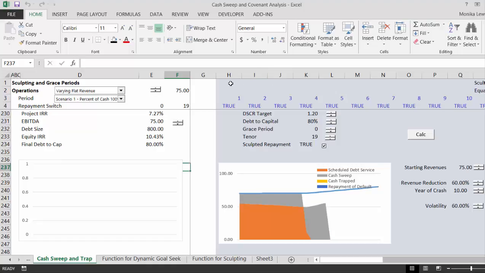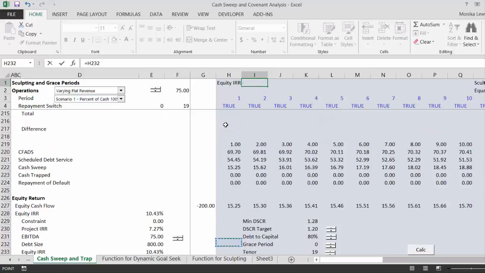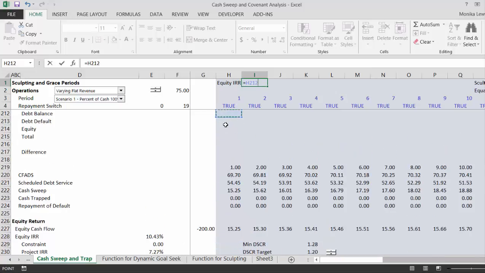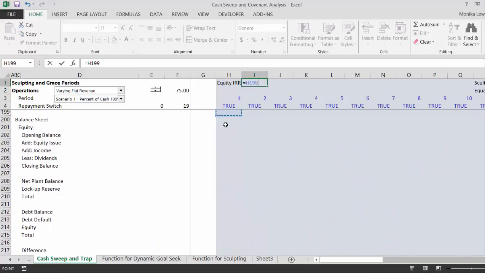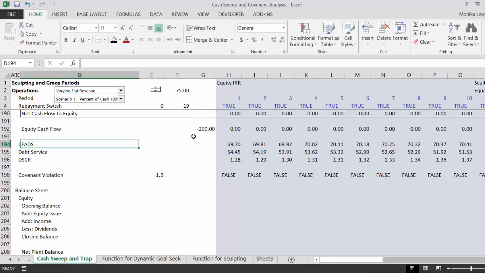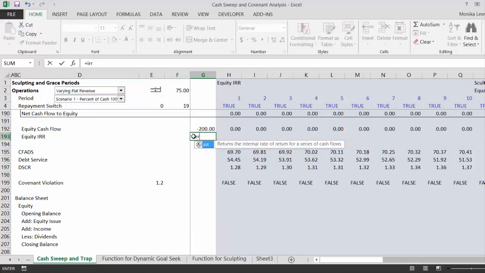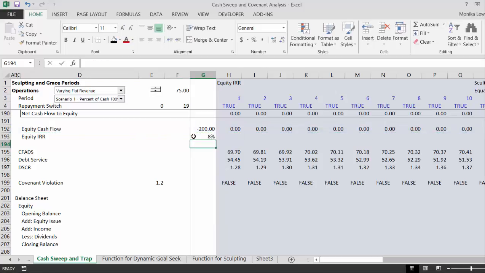Let's put our equity IRR here. I hope... okay, sorry about taking so long. Come on. That's great. Okay. Equity. Okay. So, Shift Control P.